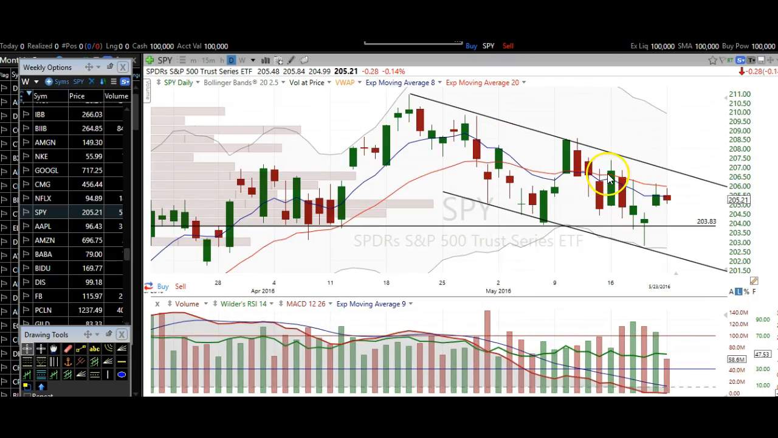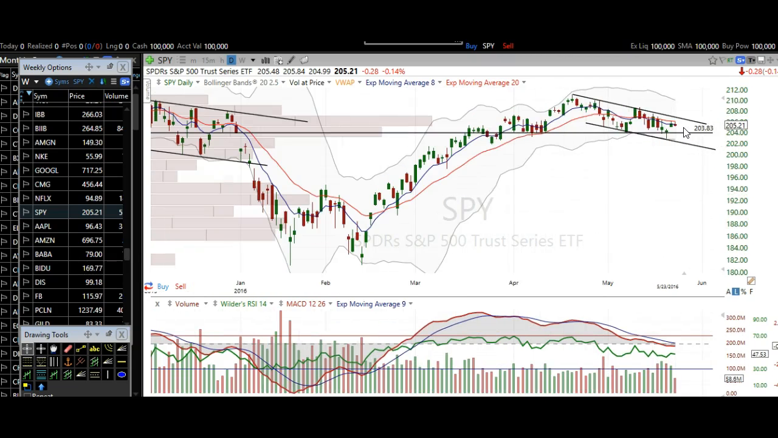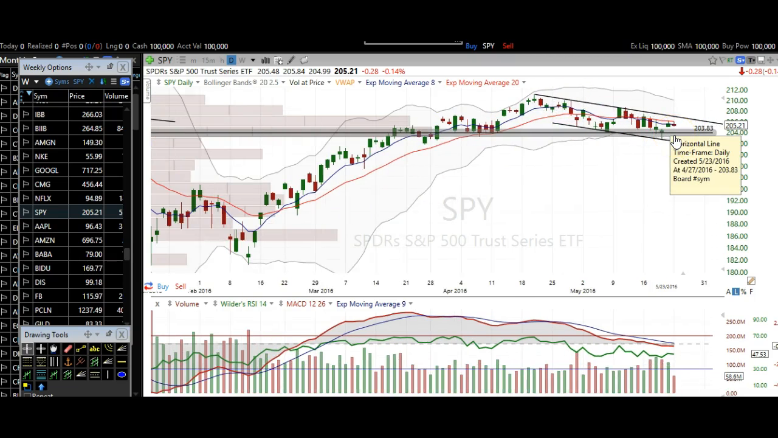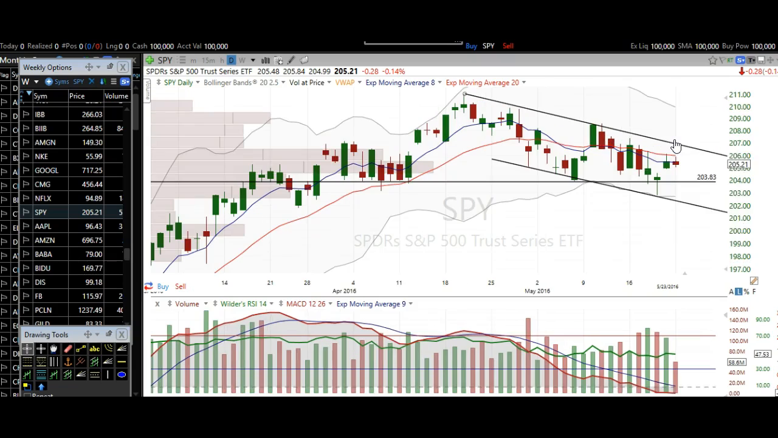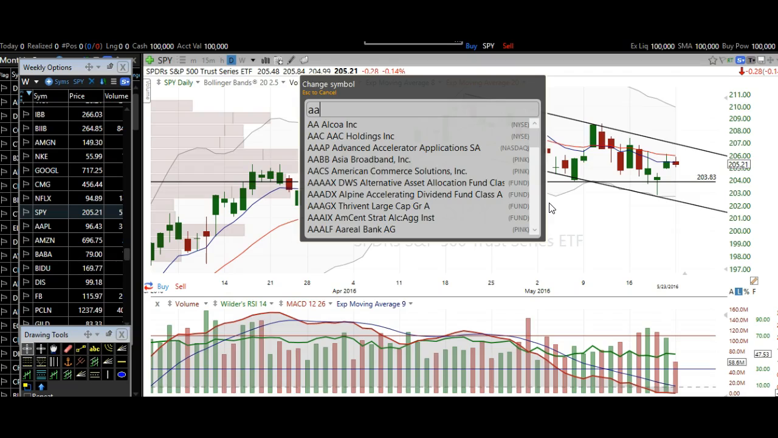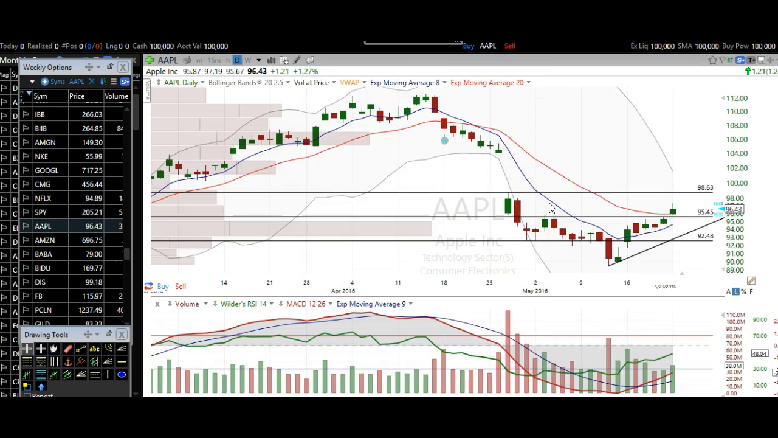Conversely, if we break to the upside over this downtrend line, we can head higher, and this will be somewhat of a bull flag. A big, large bull flag. But again, the biggest signal, the best signal, is if it happens, a break below this level, a close below this level rather, is going to send the market much, much lower. All right, so let's get into some individual names here.